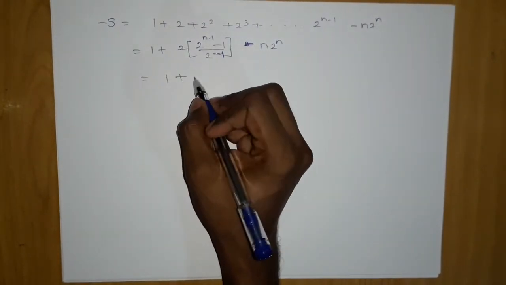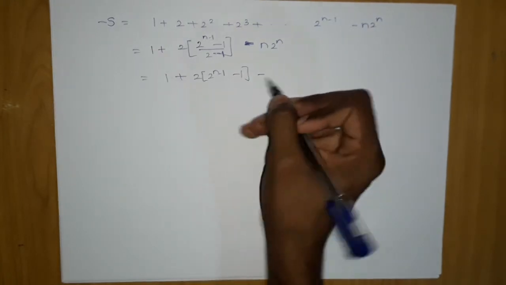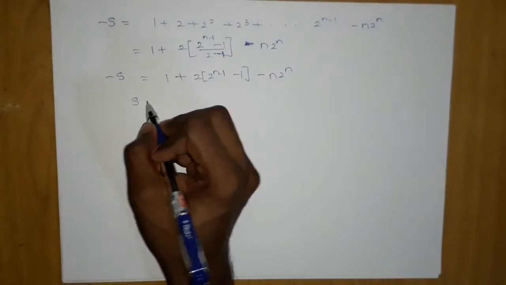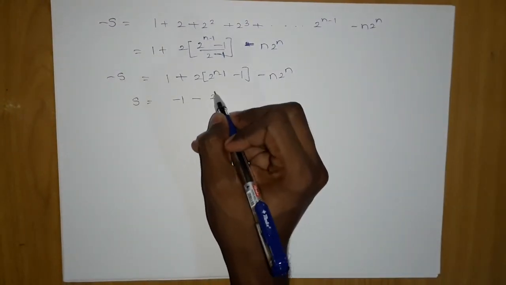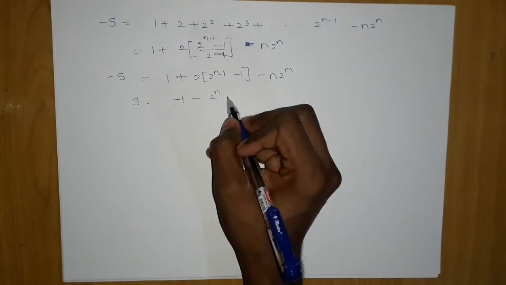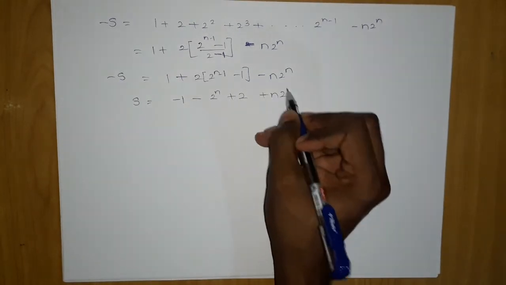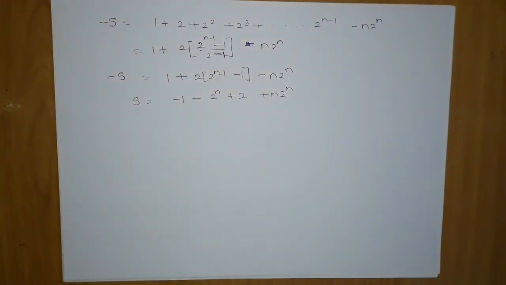So we are getting 1 plus 2 into 2 power n minus 1 minus 1, minus n into 2 power n. Minus S gives us minus 1, minus 2 to the power n, plus 2, and plus n into 2 to the power n. Now it's up to you. You can simplify it further, but I think I don't need to go further on this. You can solve it after this.